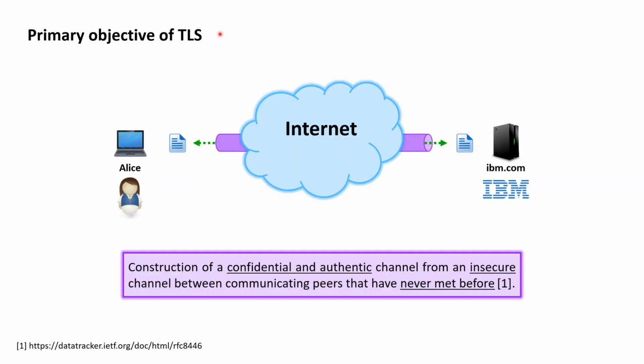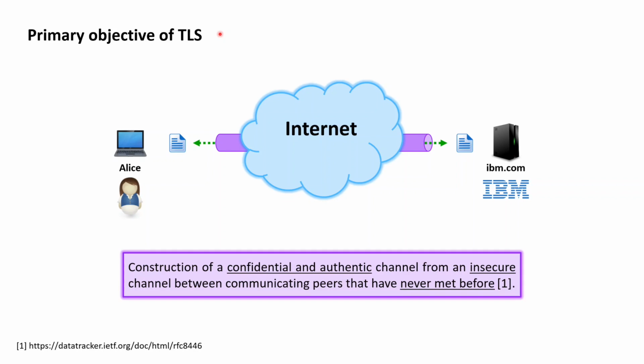As a last recap, TLS, as a cryptographic protocol, has the primary objective to construct a secure channel from an insecure channel between communicating peers that have never met before. A secure channel is understood to be a channel that provides both confidentiality as well as authenticity to the data exchanged, and an insecure channel is then a channel that is neither confidential nor authentic, and a good example of such an insecure channel would be the channel from the laptop of Alice through the internet to a web server.